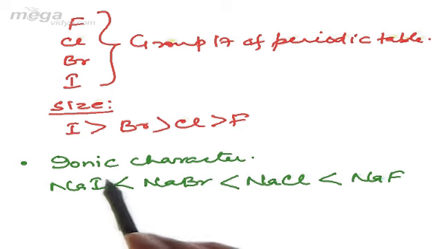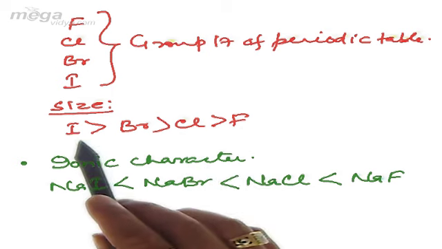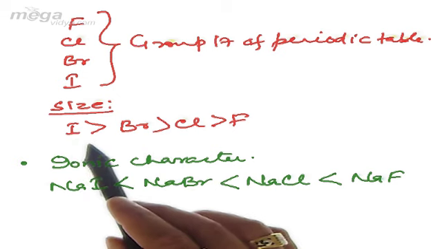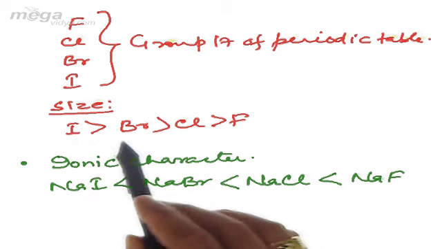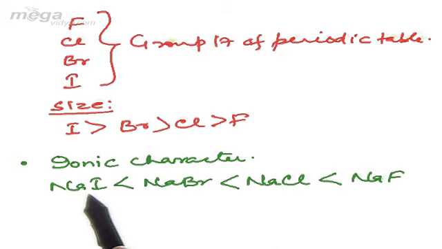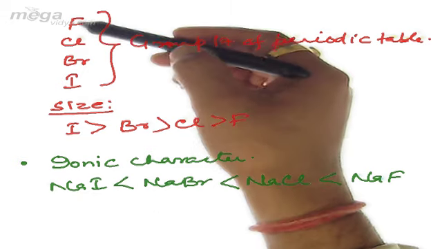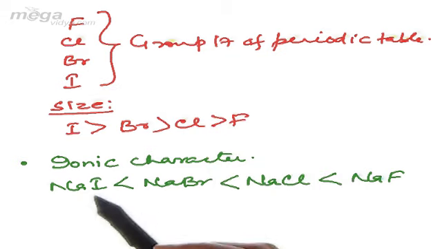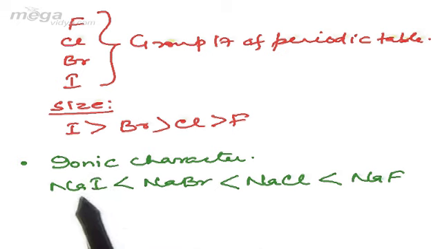Now as we have already studied, as the size of the anion increases, there is a decrease in the ionic character and an increase in the covalent character. So iodine being the largest among these 4 elements, we can conclude that sodium iodide will have the least ionic character and the maximum covalent character, whereas fluorine being the smallest will have the least extent of polarization and hence NaF will be the most ionic and the least covalent.